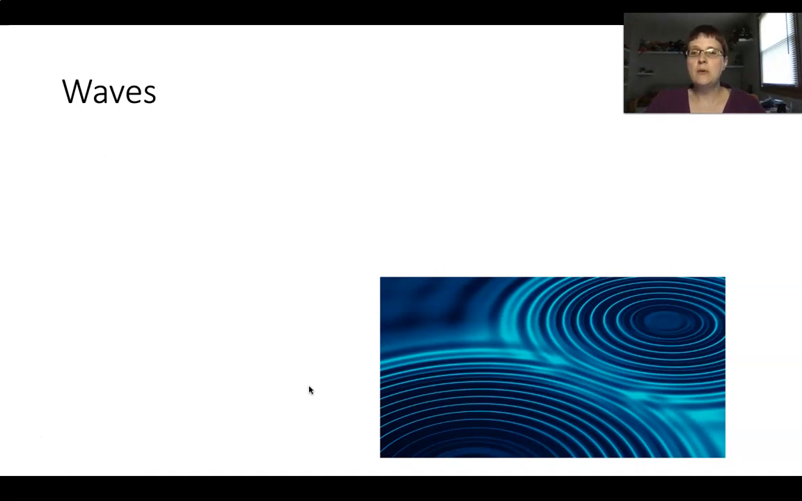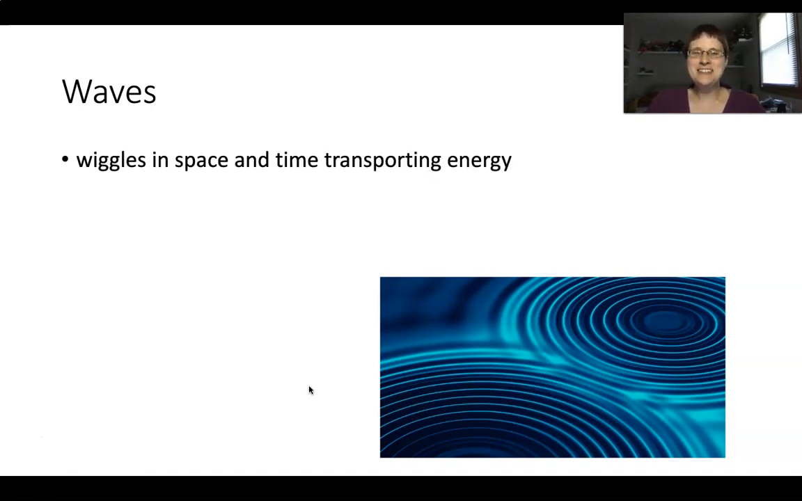So waves, what are waves? They are wiggles in time and space. I know that sounds weird, but when we think of waves, we usually think of water waves. But as we're going to find out, sound and light are not necessarily moving something like water. And so I found wiggles as a description somewhere, and I really like that because they are kind of doing the wiggly, jiggly type thing. And they're transporting energy, and that's an important thing.